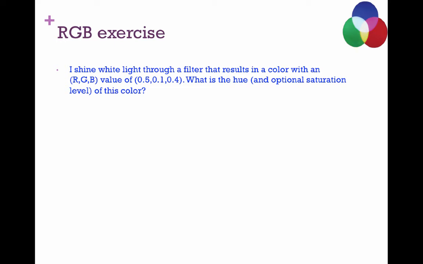So here, let's do one more example, and I encourage you to pause and then go on from here. If we shine white light through a filter, and it gives us an RGB value after the filter of 0.5, 0.1, and 0.4, what's the hue? So pause here, I'll continue on and discuss the answer.